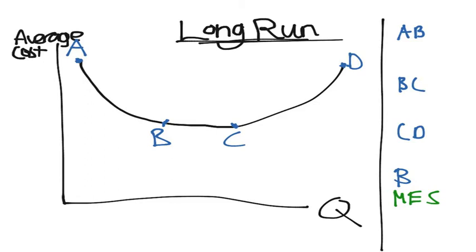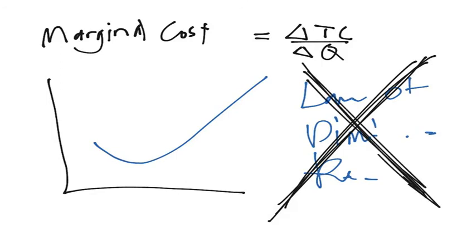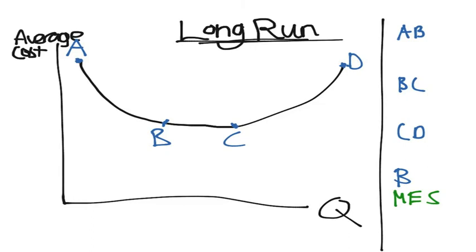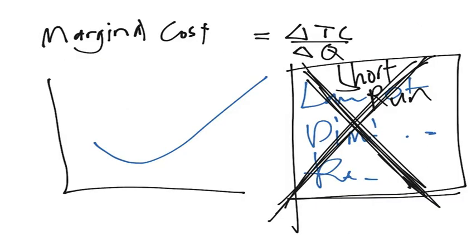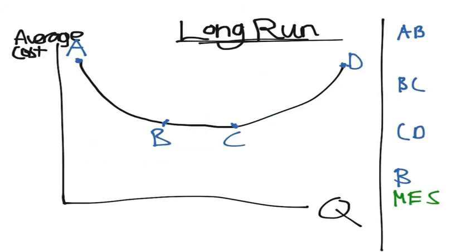Now, I mentioned just now, remember, in the long run, sorry. Okay, so the marginal cost is shaped like this. It's not because of the law of diminishing returns, because the law of diminishing returns, remember, is just in the short run. So I apologize for that. Okay. The reason it's shaped like this is because of the law of return to scale. I'll explain that later.